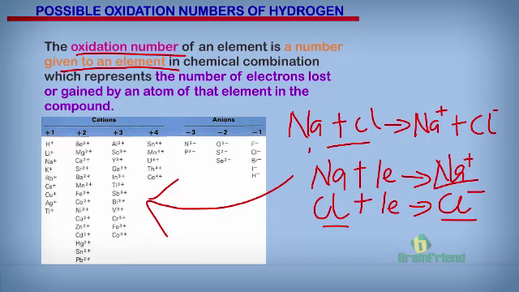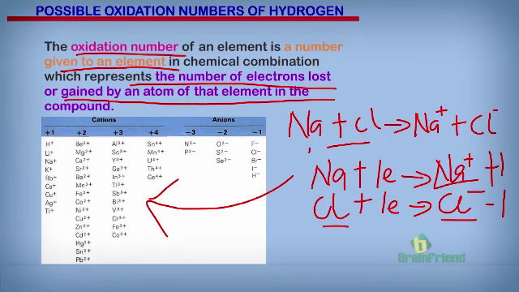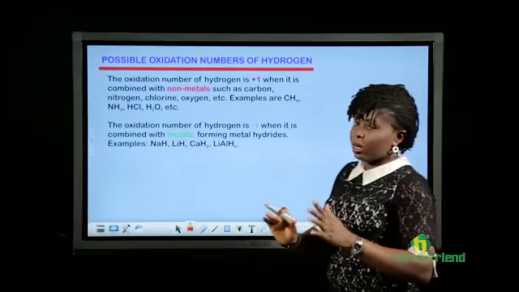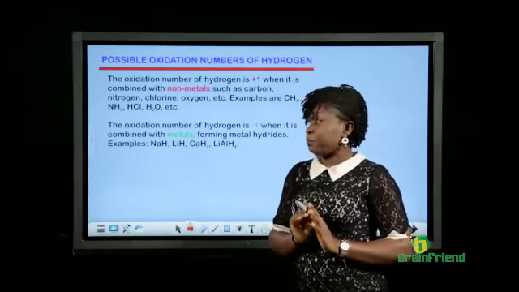So we see that if we want to talk about oxidation number of sodium and chlorine, we would say that the oxidation number of sodium is +1 and the oxidation number of chlorine is -1, according to this definition. Remember, we said that it represents the number of electrons lost or gained by an atom of the element in a compound. Now, let's talk about the oxidation number of hydrogen.